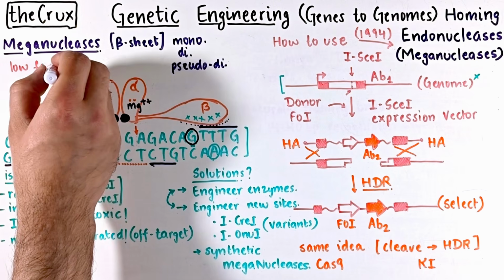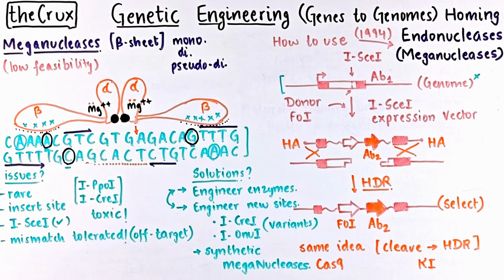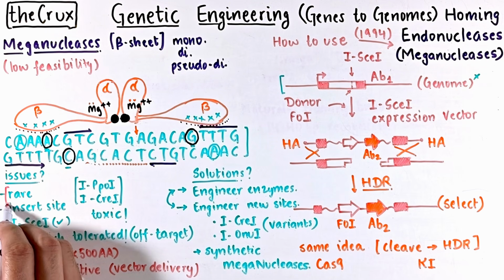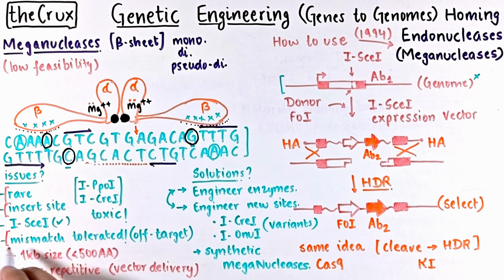Despite all this, their practical usage is low, even though they're compact, non-repetitive, and can easily be delivered using vectors or perhaps directly as proteins. Their limited usage is largely because of their unpredictable behavior in recognition site usage and potential toxicity.